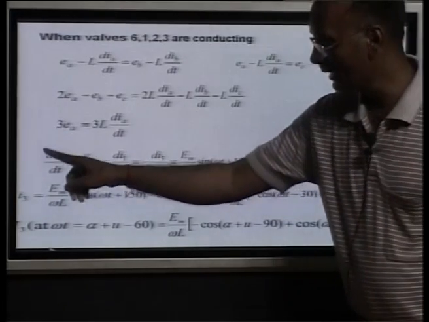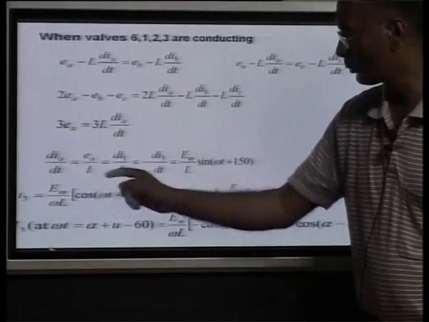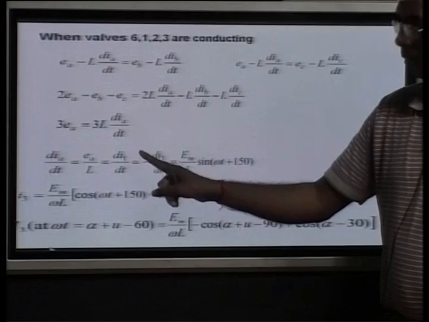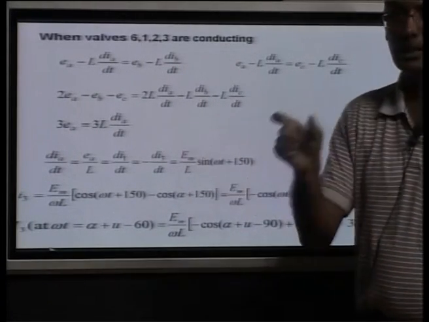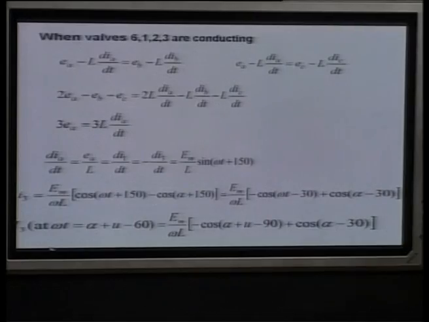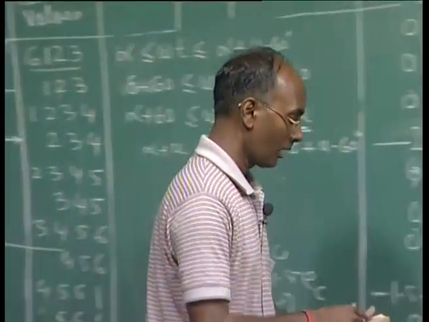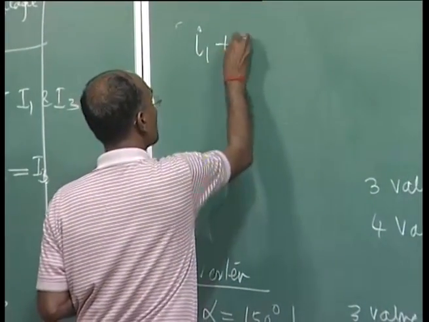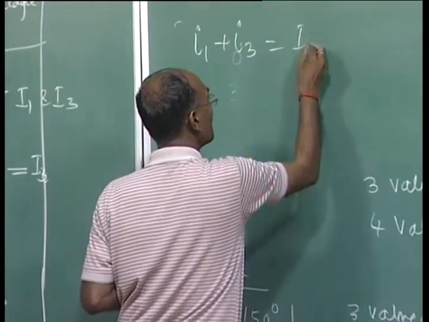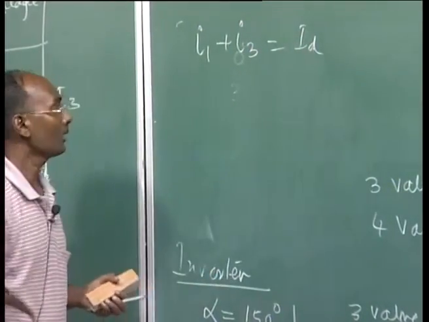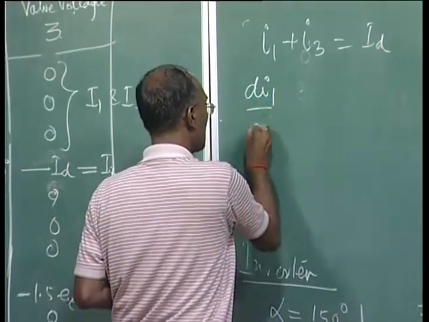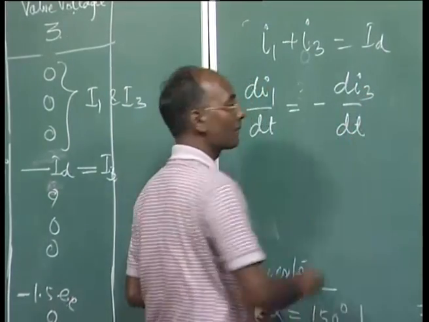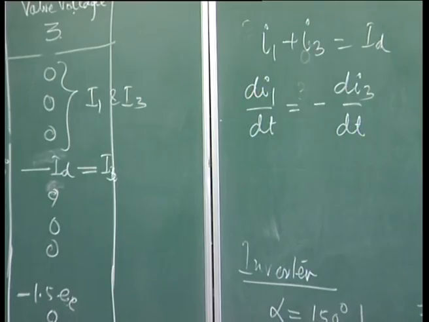And finally, we are getting dIA upon dt, which is nothing but the valve 1 current. And we know the valve 1 current and the valve 3 current, the addition of this is all the time ID. So, using this relation, I1 plus I3 is ID all the time. So, here again I can say dI1 over dt will be equal to minus dI3 by dt. Small quantities I am writing because it is instantaneous right now.